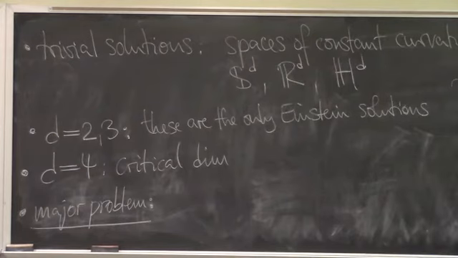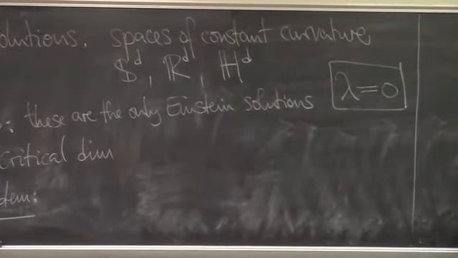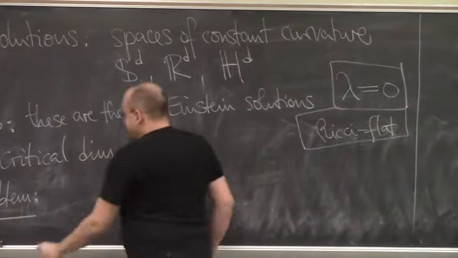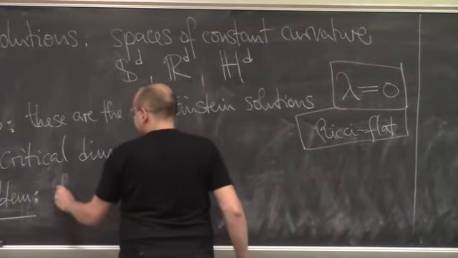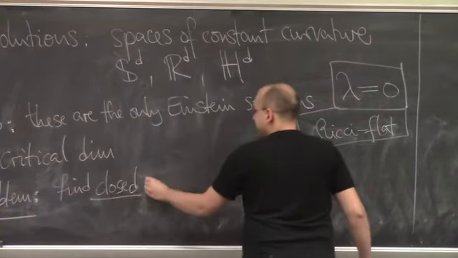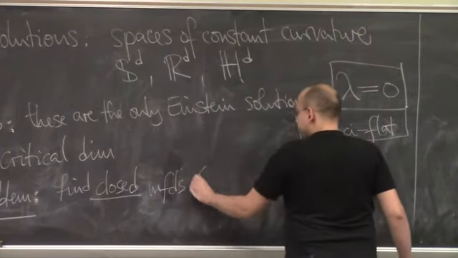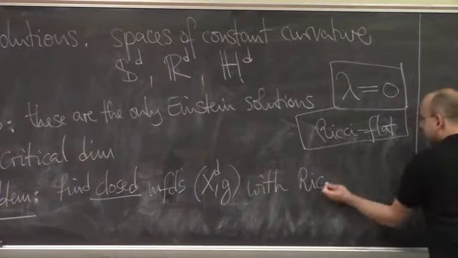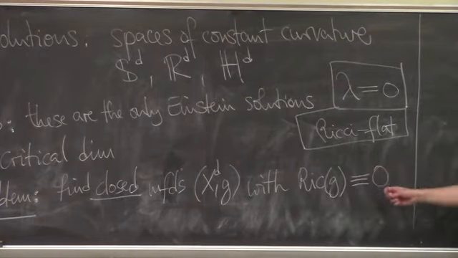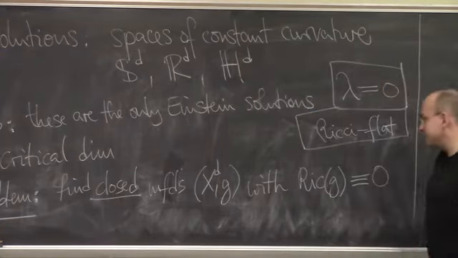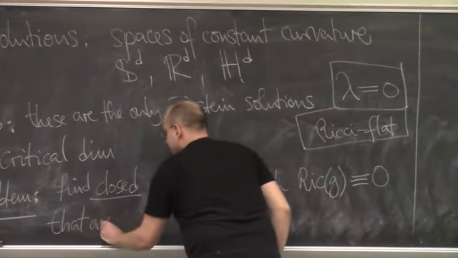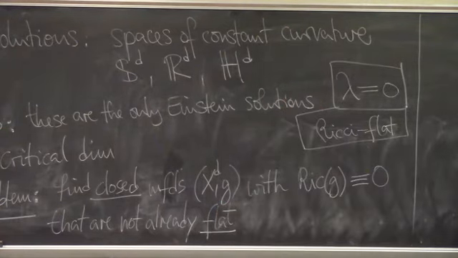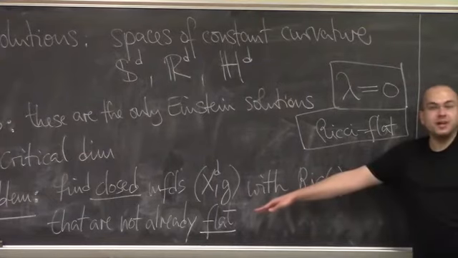For the rest of this talk, lambda is always going to be 0, so I'm looking at metrics with 0 Ricci curvature. It's called Ricci-flat. The major problem is to find examples of solutions to this equation, find closed Riemannian manifolds X^D that are Ricci-flat, 0 Ricci curvature, but that are not already flat, that are not already Euclidean space or a quotient of Euclidean space. So if you want, a harmonic function that's not already linear, it's not trivial in this sense.